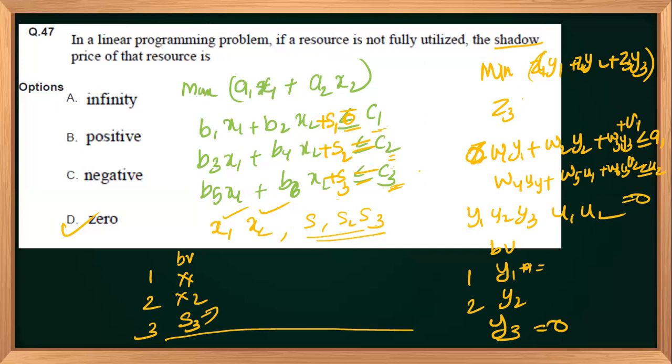I'm sure that this is not clear. It will not be clear in one go. But for those students to whom I have taught the classes, it will be clear by now. Shadow price 0 means a resource is in surplus, or a resource in surplus means the shadow price will be 0.